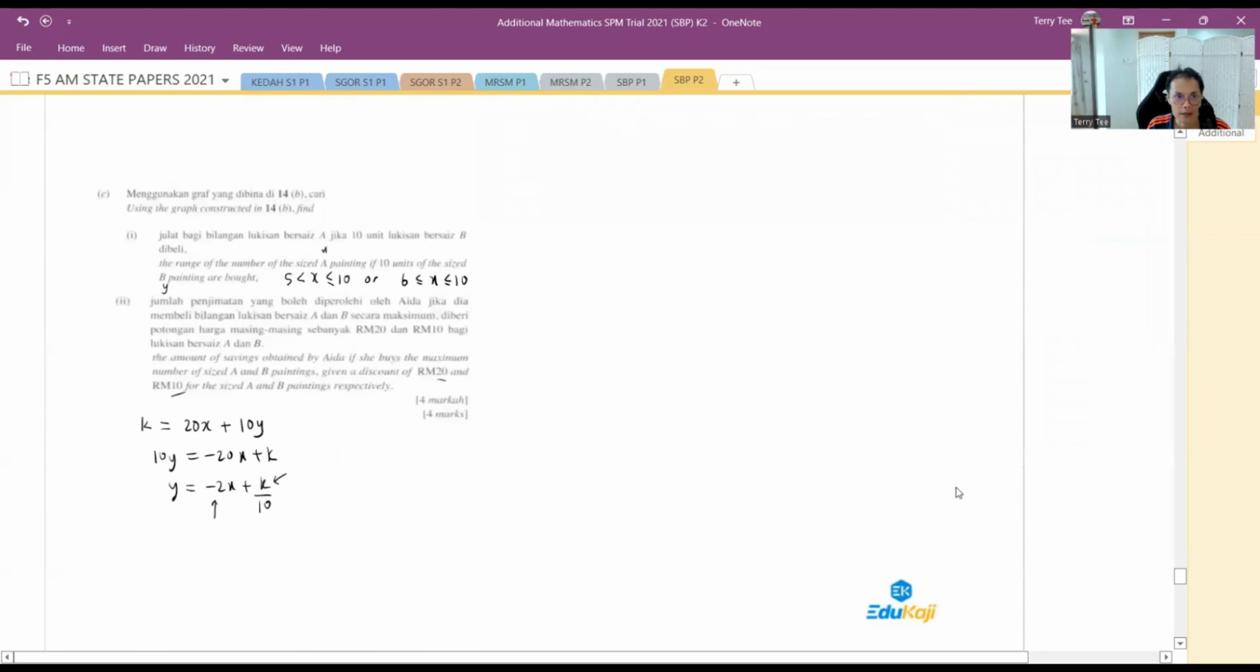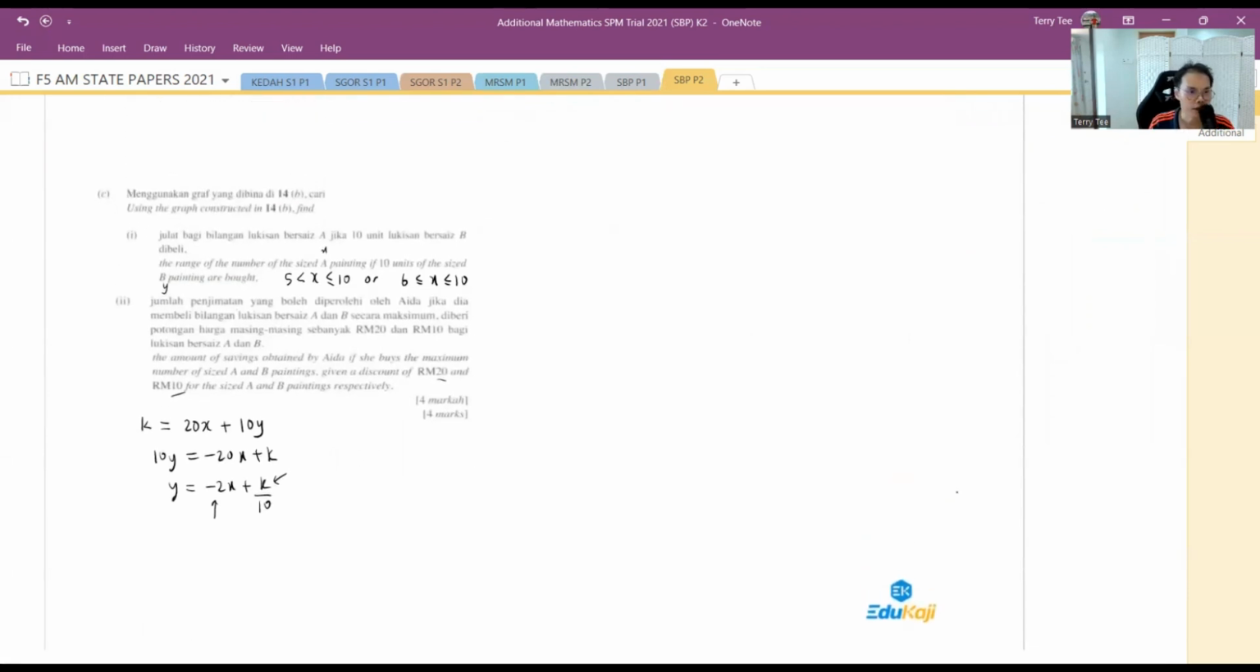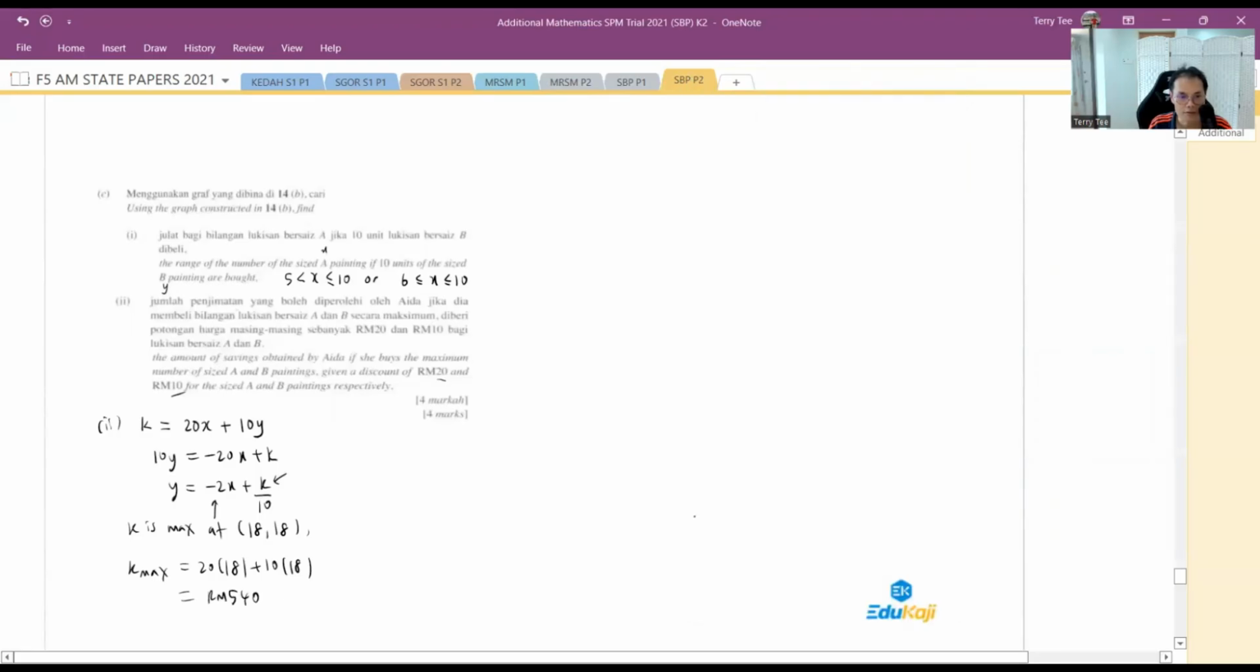Okay, let's move back to this. So we say that your K, this is Roman 2, your K is maximum at 18, 18. To find the maximum value of K, we put 18 inside and another 18 inside. So it's 20 times 18 plus 10 times 18, which is basically 30 times 18. Okay, that will give us 540. So your maximum saving is 540.